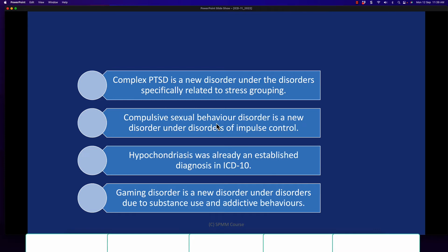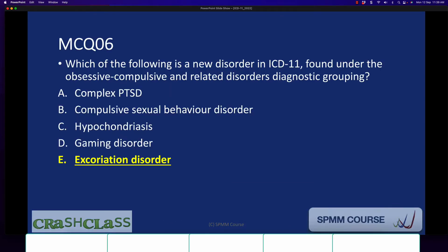Compulsive sexual behavior disorder is a new disorder under disorders of impulse control. Hypochondriasis was already an established diagnosis in ICD-10. Gaming disorder is a new disorder under disorders due to substance use and addictive behaviors. The correct answer for question number 6 is option E. Excoriation disorder is a new disorder in ICD-11 found under the obsessive compulsive and related disorders diagnostic grouping.